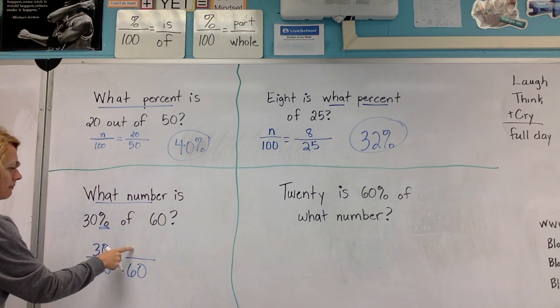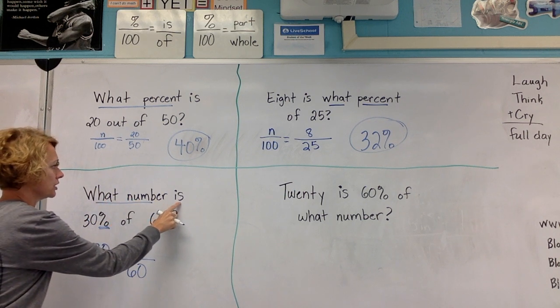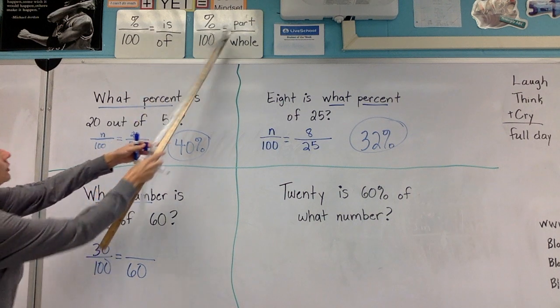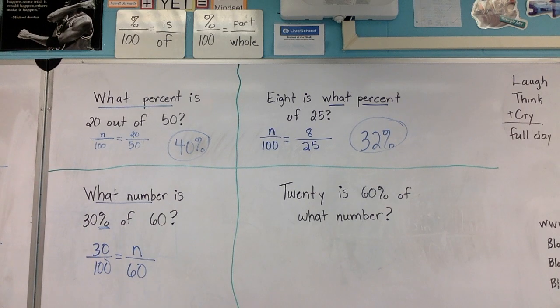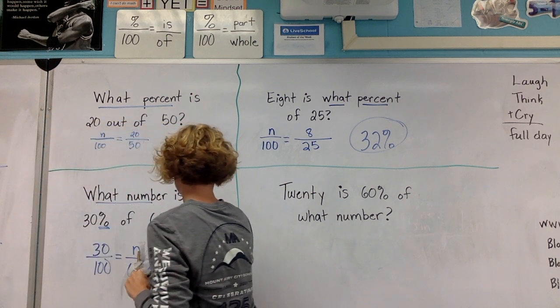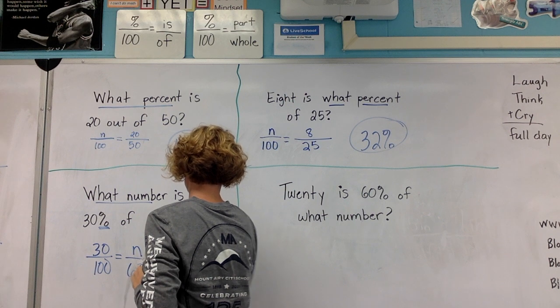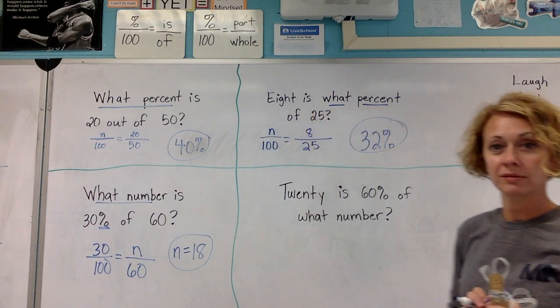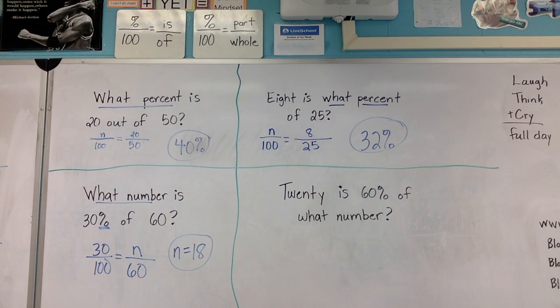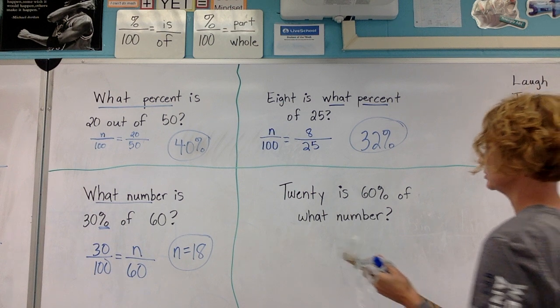And this time, my number up in the top, closest to the word is, is the part amount. Part out of the whole, closest to is, is unknown. N over 60. All right, how would I solve that? I would go 30 times 60, and I would divide it by 100. This answer is 18. N is 18. That means 18 out of 60 is 30%. Isn't that a nice setup? Nice formula to use. Let's do another one.